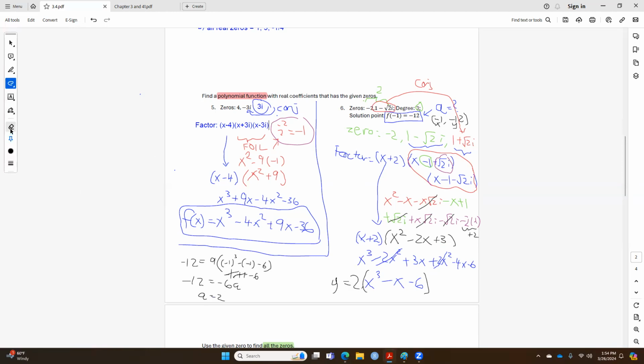And if you want, you can replace your y to become f of x. That's a function. So your answer for this question number 6 is f of x equals 2x cubed minus x minus 6. And again, you can leave your answer like this. You do not need to distribute your 2 in there.